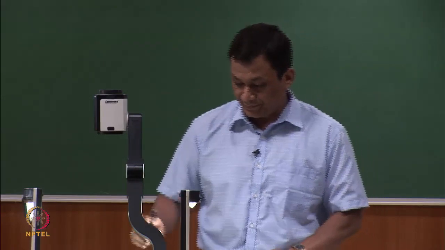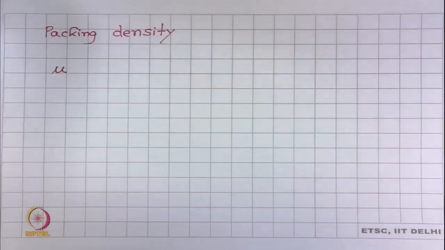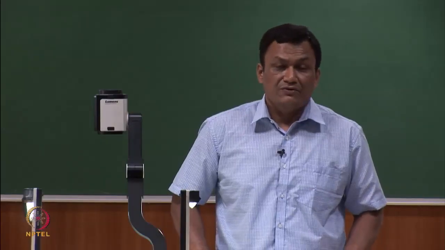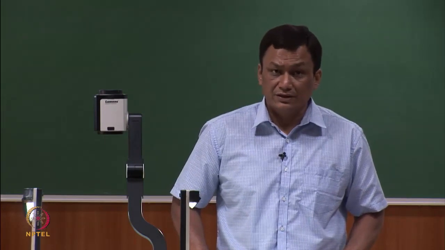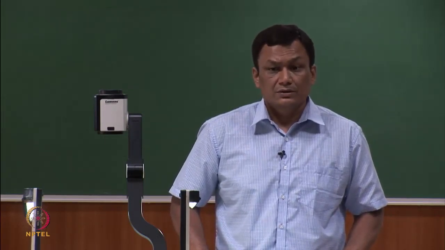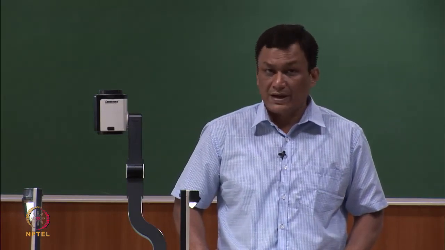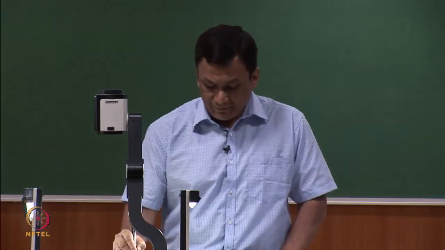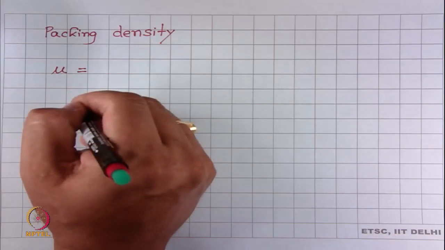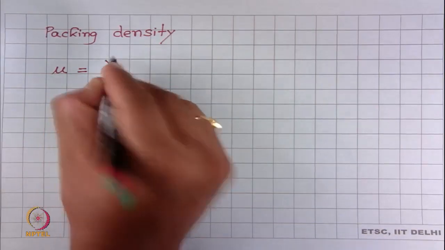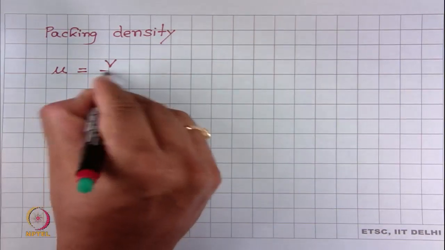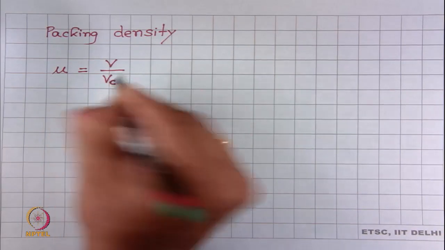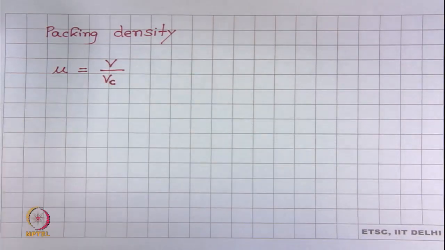What is packing density? We use a symbol mu to denote fiber packing density. Fiber packing density is a very, very important characteristic of yarn. We will use this term packing density in many modules. Packing density is defined by the volume occupied by all fibers in the yarn divided by the volume of the yarn. So, packing density is a ratio of the volume occupied by all fibers in the yarn to the volume occupied by the yarn itself.